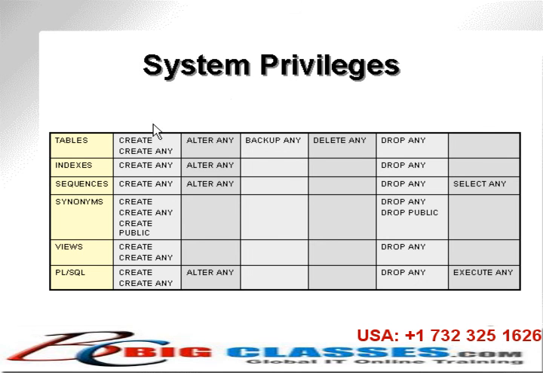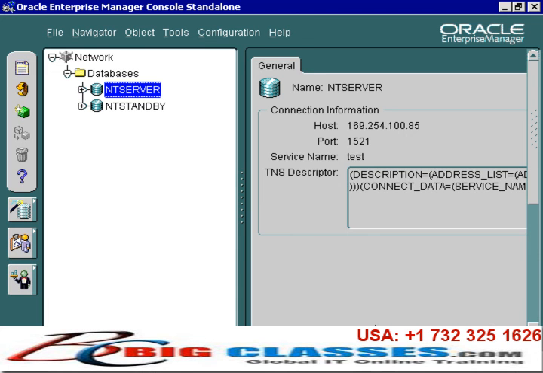These particular system privileges are privileges which allow users to do things with database objects, as in logical objects such as tables, indexes, sequences. In other words, a user could create the object, alter the object, backup, delete, drop, etc. Do things with these objects. Do things with tables, indexes, sequences, etc. Let's take a look at some system privileges.